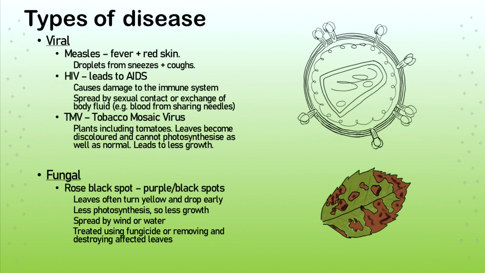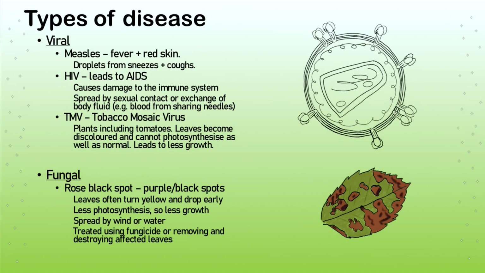HIV is the second one, which can lead to AIDS. So HIV is the virus. This is the virus, that's what it looks like here. What it does is it attacks the immune system, specifically white blood cells. It's spread by sexual contact or exchange of bodily fluids, so blood from sharing needles. But what it will do is cause damage to the immune system, stop it from working, and lead to acquired immunodeficiency syndrome. So your immune system basically becomes deficient. It gets broken down, it's so destroyed that it won't work, and as a result you can pick up even the smallest of colds and it will cause you to get really poorly. So it's a very horrible disease.